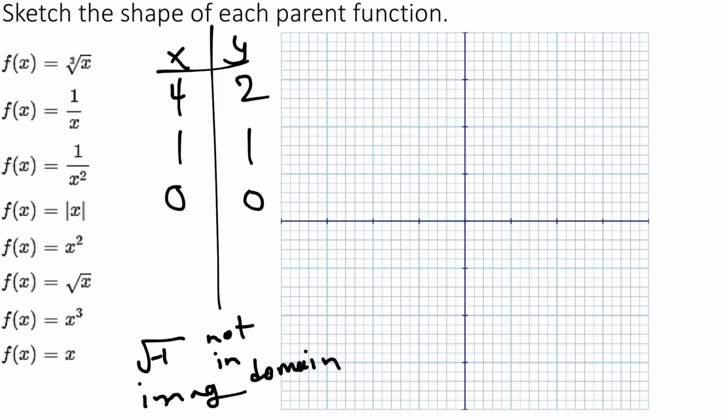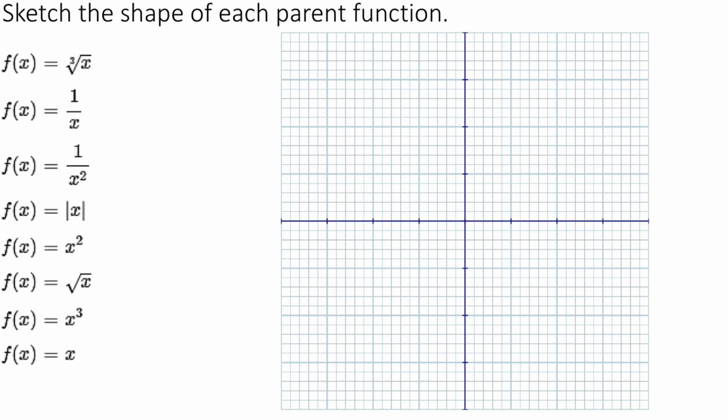Okay, so x is 0, y is 0, x is 1, y is 1, x is 4, y is 2. Okay, so this function would look like this. So that's the parent function of the square root function. So there are no points to the left of this point here.